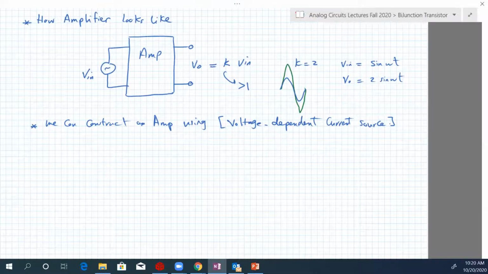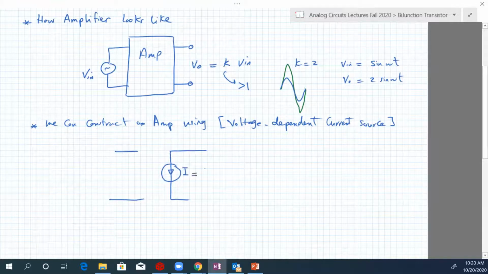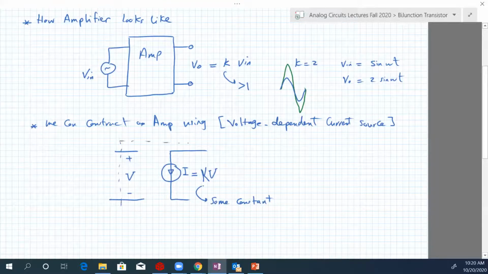Let's give it an introduction. So this amplifier here will be something like this: a current source which is dependent on some voltage. So the current, let's call it I, equals kV. K is some constant, and V is some voltage. Here is V. So this is the amplifier. We're going to see now how it can amplify a signal.